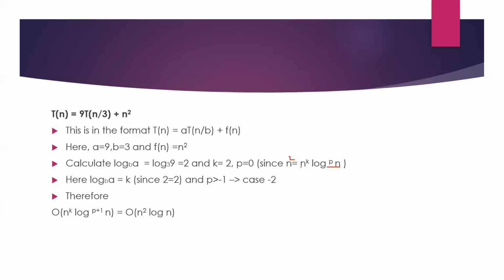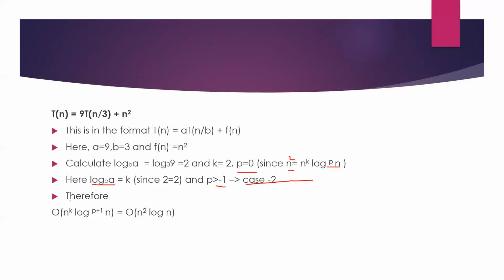And comparing n power k with n square, we can obtain that the k value is equal to 2. Next we are calculating log a to the base b. Log a to the base b will be equal to log of 9 to the base 3. Again, we have already calculated that it is 2, and 2 is equal to 2, and p is greater than minus 1, because since the p value is 0, it is greater than minus 1, so it falls in case 2.